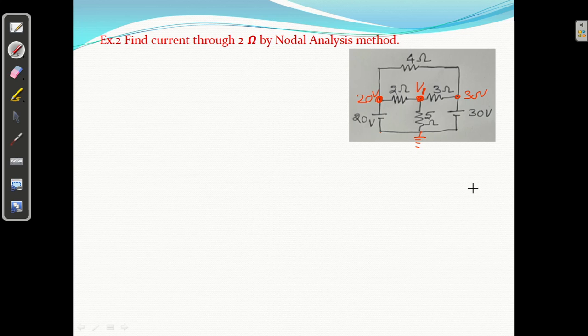Next step is what? Write the KCL. Sorry, before KCL you have to remark the current through each and every branch. Here there is no resistance, no reactance, no capacitance, so no need to draw the current. Clear? We will remark the current here. Say I1, say I2, say I3, say I4.